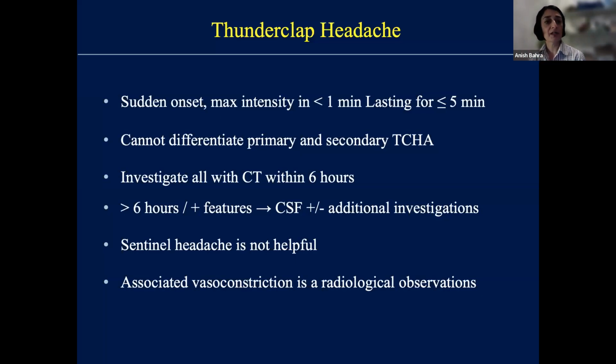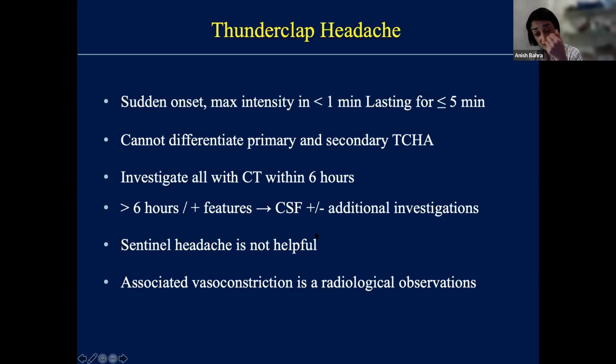So in summary, with thunderclap headache, ideally it's maximum intensity within a minute, lasting less than 5 minutes, but it's not always so. It's within 5 minutes, and it can last a long time. We know people with thunderclap onset new daily persistent headache that goes on for years, which doesn't mean there's a secondary pathology persisting. You can't differentiate primary from secondary. All of them should have a CT within 6 hours, CSF if more than 6 hours, and if they have additional features in the history or examination, then you may need additional investigations.